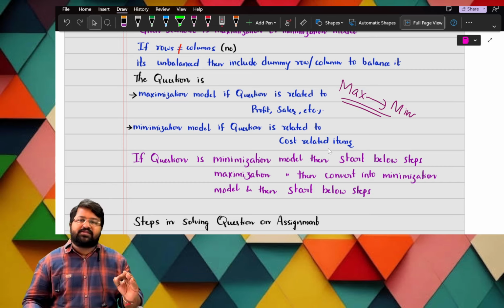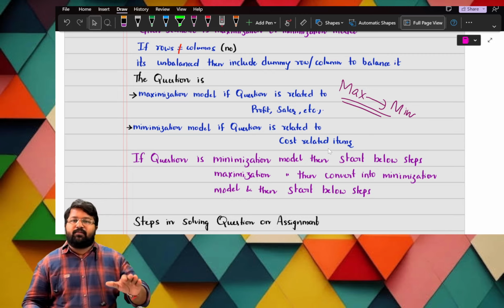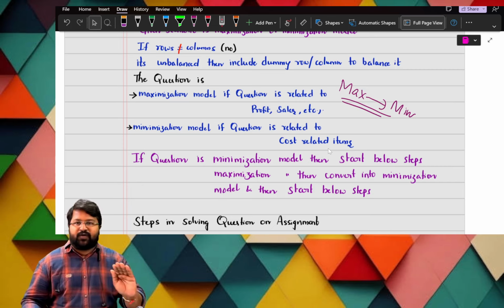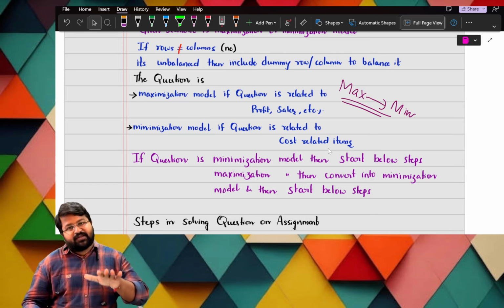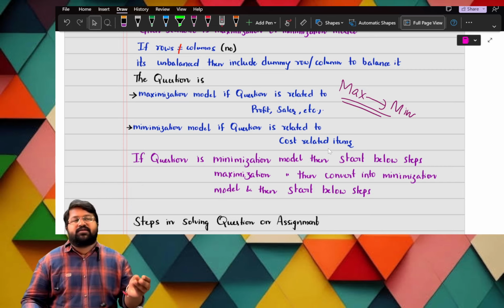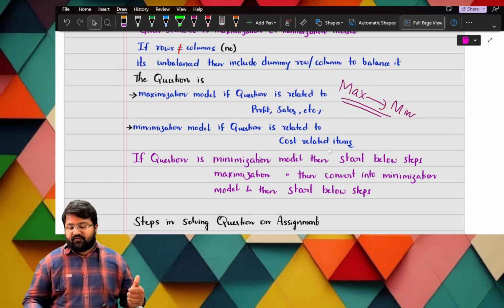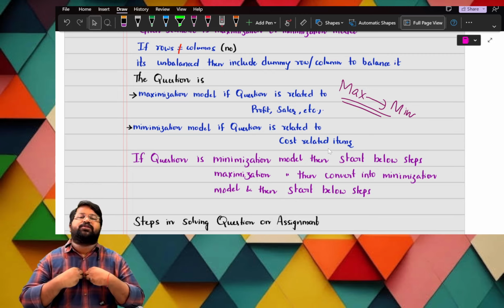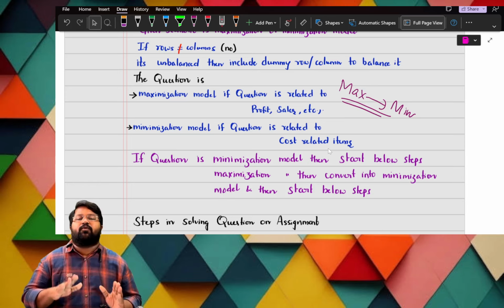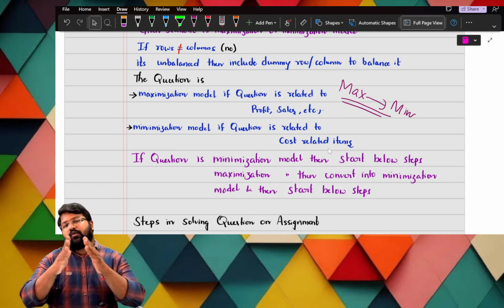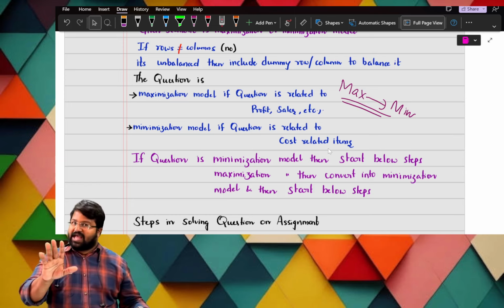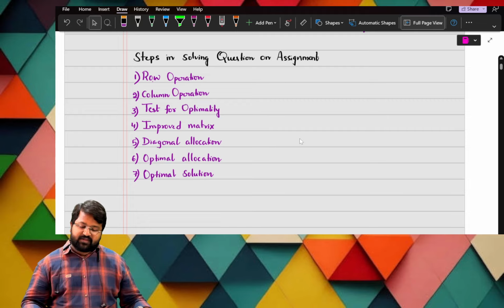If it is not balanced, we have to make it balanced. How to do that, I will tell in future examples, so don't worry. Next, we have to check whether it is a maximization model or a minimization model. A maximization model is related to profit, and a minimization model is related to cost. In assignment, we only know how to solve the minimization model, so we have to convert a maximization model into a minimization model. How to convert it, I will handle. Be cool.